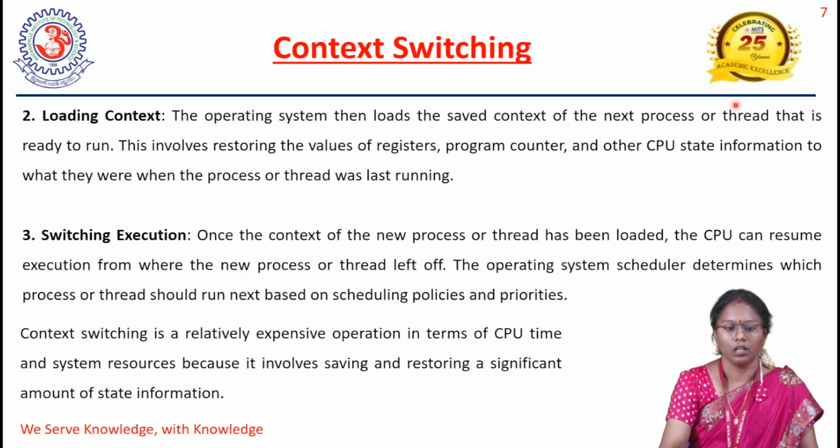And next, loading the context. Loading the context means we have to load it: up to what stage the process has been executed, we have to save it, and then the next process comes ready for execution, so we have to load the new process. And next, the last one is switch the execution. So now the new process has arrived, so we load it, and the new process is ready for execution. After its completion, if the old process is now ready to execute, we have to switch from the new one to the old one. So this is called what? Context switching. This is a very, very fundamental concept. That means we have to switch from one process to the next process.